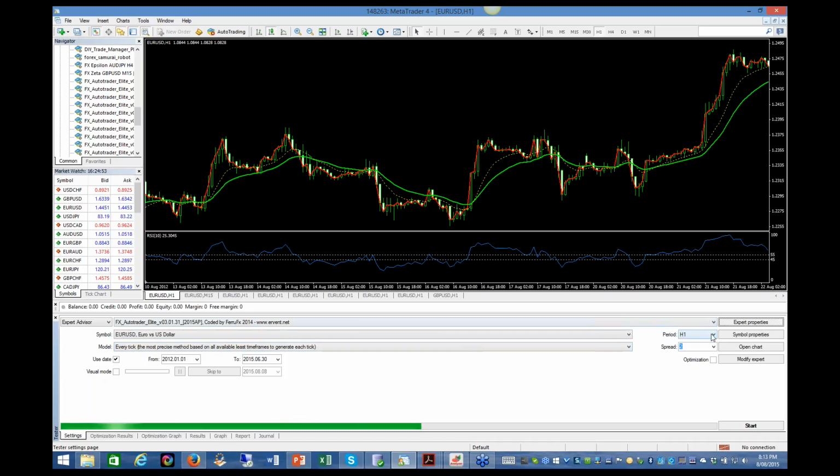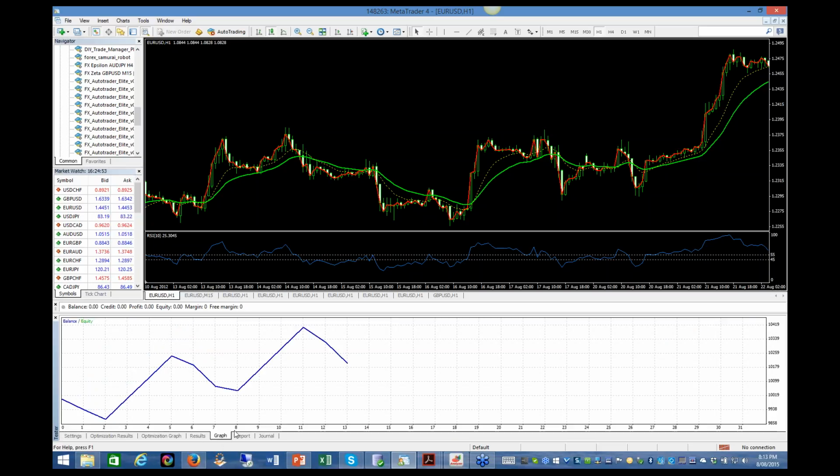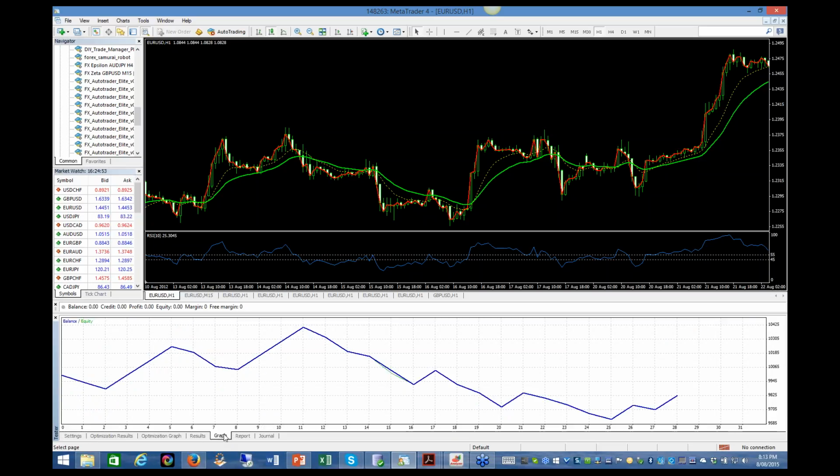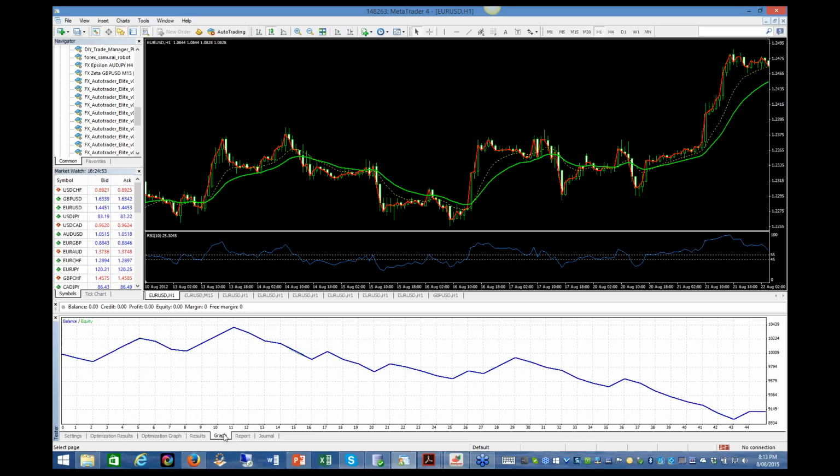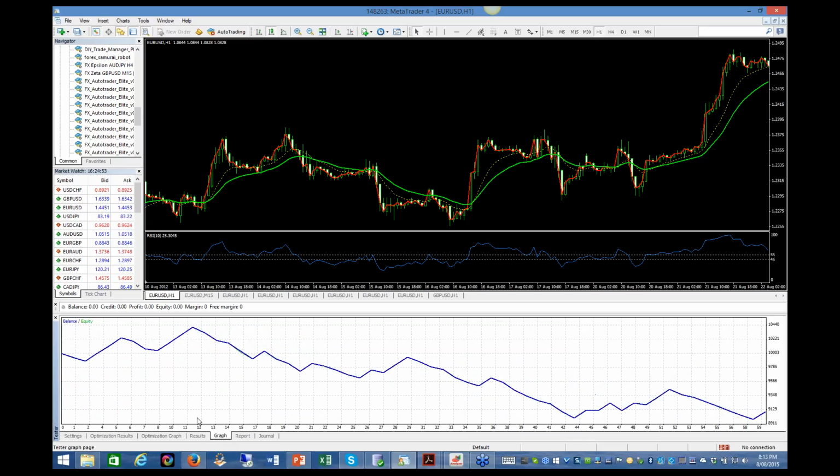Up here, this is trading on the hour. I'm going to use a spread of 2. And let's just see what happens if we run this strategy as is. And so we found the strategy. Now we've automated it. So how will it go? And we can set up our graph and we can watch it. Now it should take a few minutes.